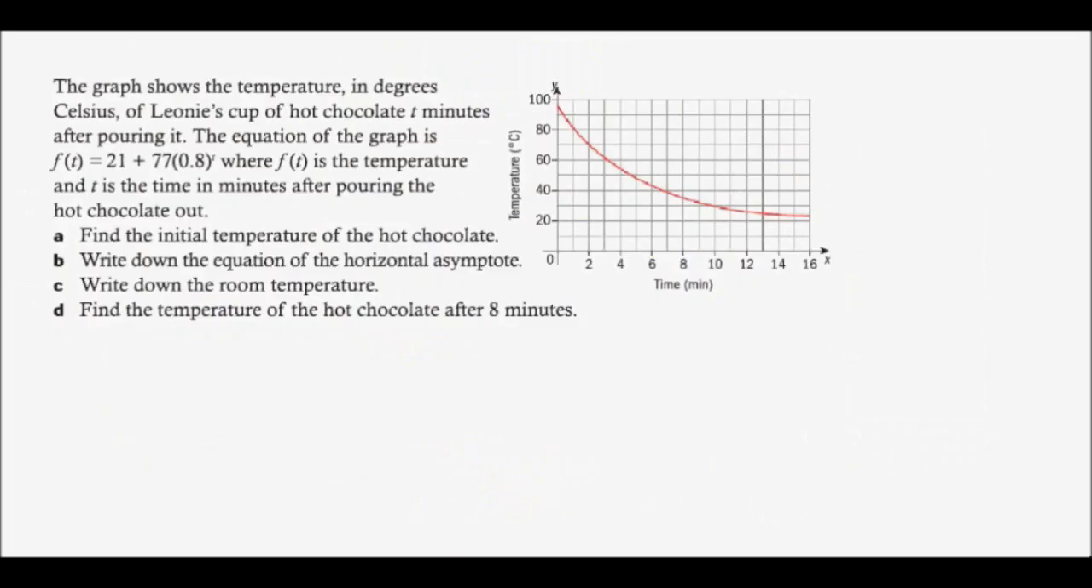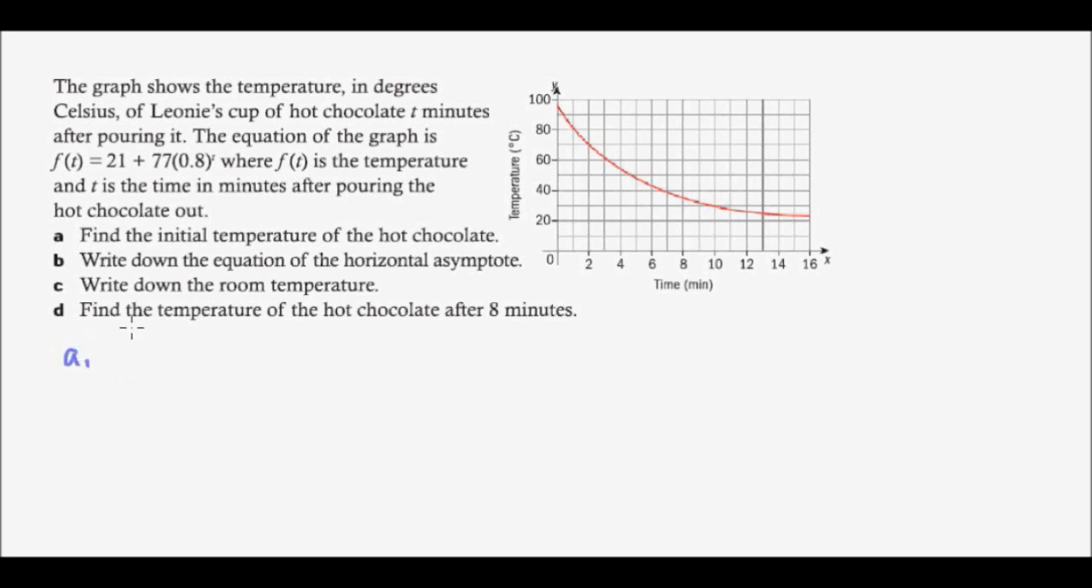This problem is more about just reading a graph, an exponential graph. So let's look at it. The graph shows the temperature in degrees Celsius of Leonie's cup of hot chocolate t minutes after pouring it. The equation of the graph is f(t) = 21 + 77(0.8)^t, where f(t) is temperature and t is minutes. No problem, an exponential function here.